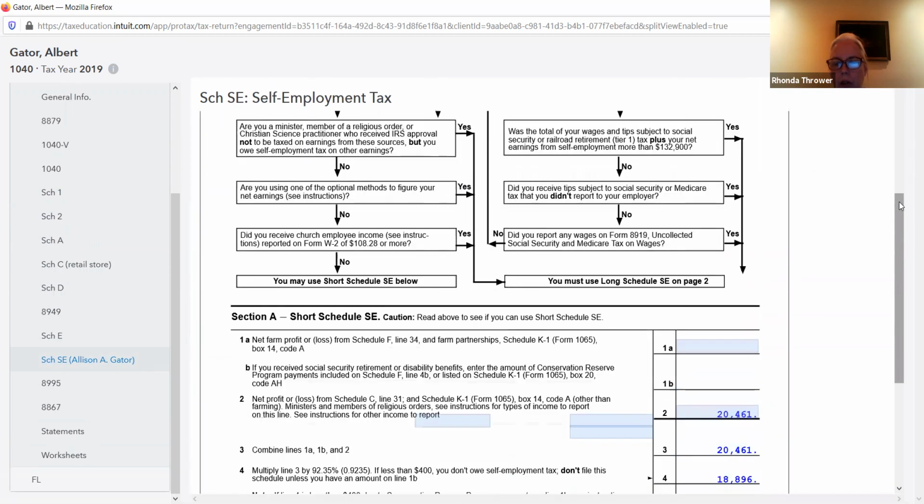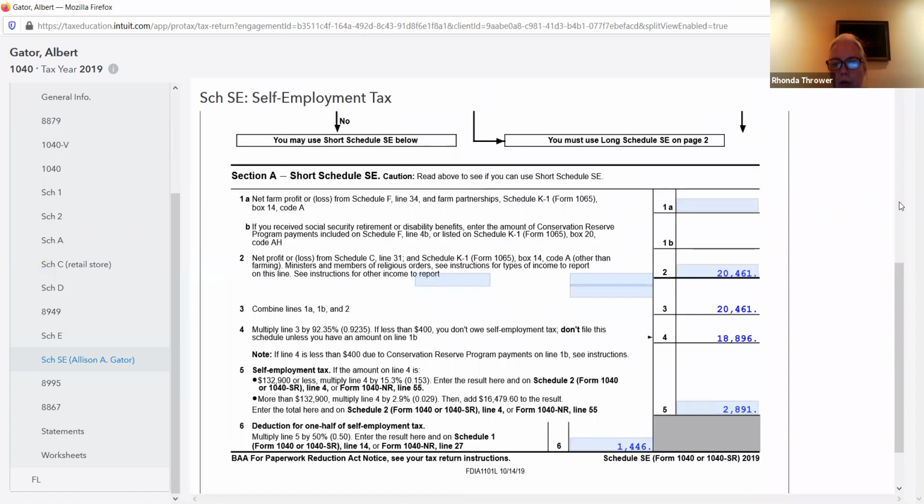If you click on Schedule SE, you can see this is Schedule SE. This is the amount that comes from the net profit or loss from Schedule C. That changed, remember, because you changed the income. And then this would be the same as this. And then you're going to multiply this line by 92.35%. And that gives you this.